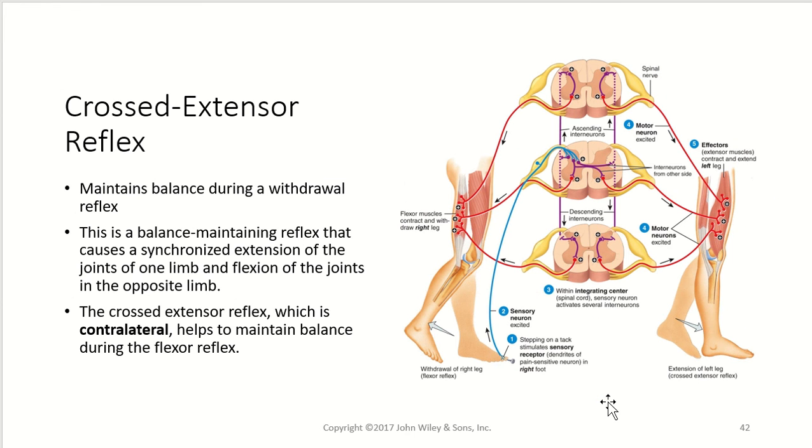So our last reflex arc that we're going to mention just really quick is the cross extensor reflex. And this is to help to maintain balance during the withdrawal reflex, so that way when you're pulling your foot away from that painful stimuli, stepping on a tack, you don't just totally fall over. So this is a balance maintaining reflex that causes a synchronized extension of the joint in one limb and the flexion of the joint in the opposite limb. So the cross extensor reflex is a contralateral reflex, and it helps to maintain balance during our flexor reflex.